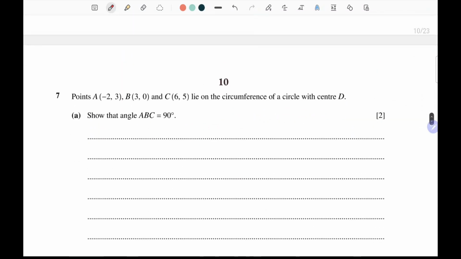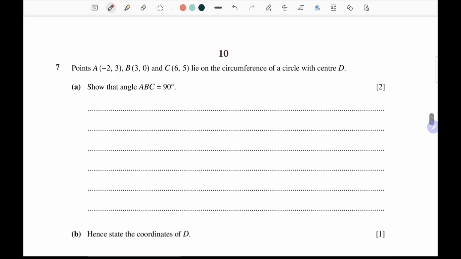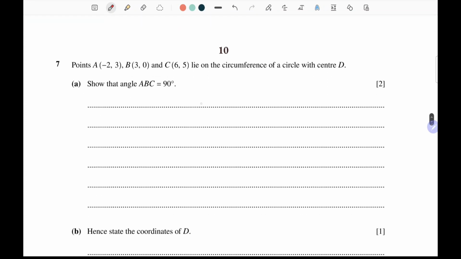Okay, question number 7. The points A, B, and C lie on the circumference of the circle with center D. Show that angle ABC is 90 degrees. So this is A, this is B, this is C.